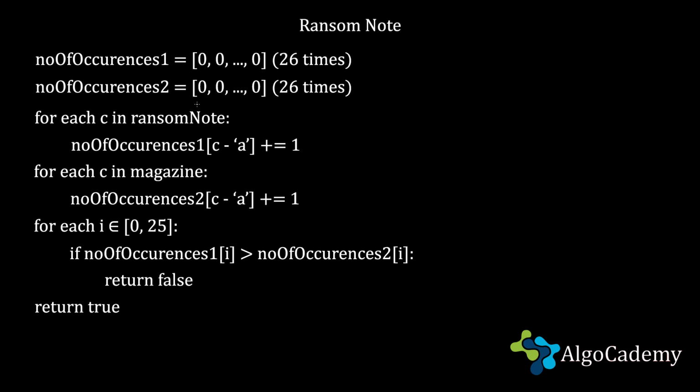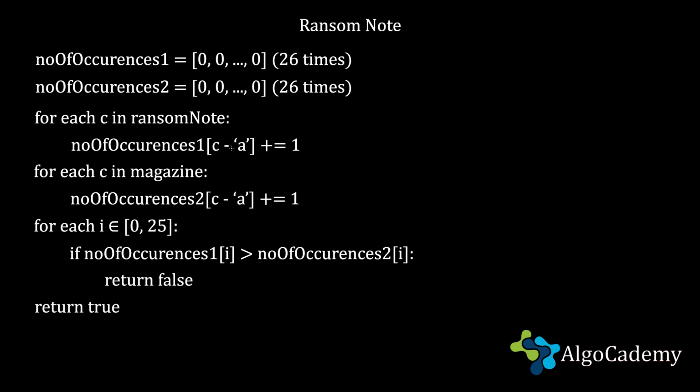Then I have to compute how many times each letter appears in the ransom note and then in the magazine strings. So first, I take each character C in the ransom note string and I just increment the number of occurrences 1 of C minus the character A. And now you're probably asking yourself, why did I do this subtraction, right?